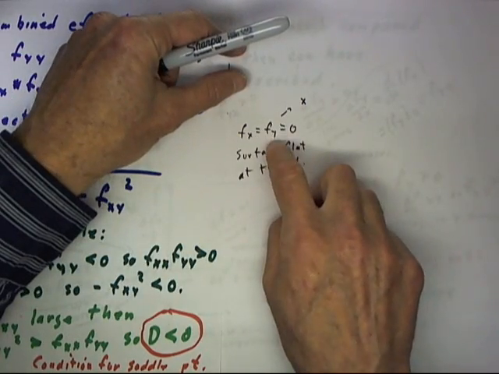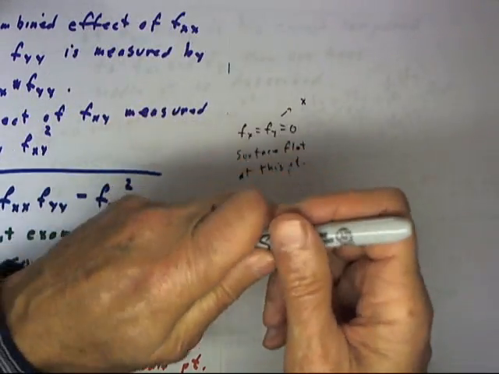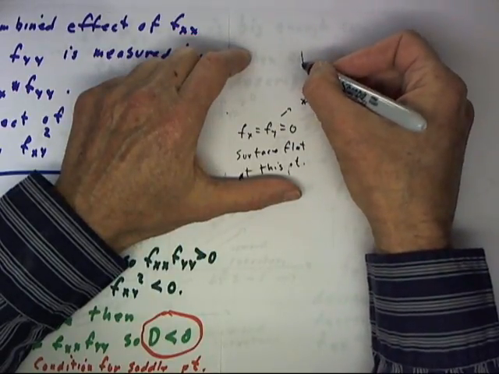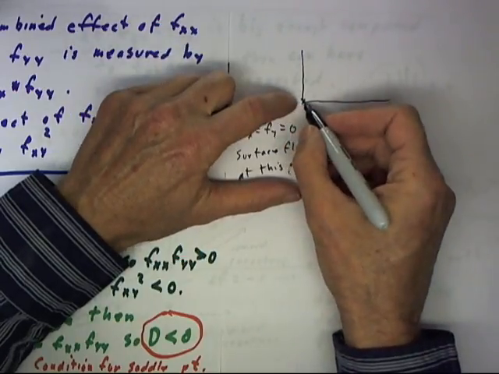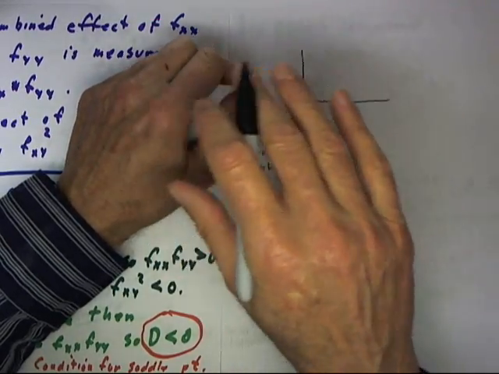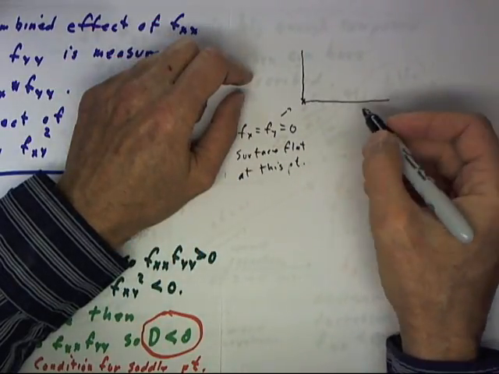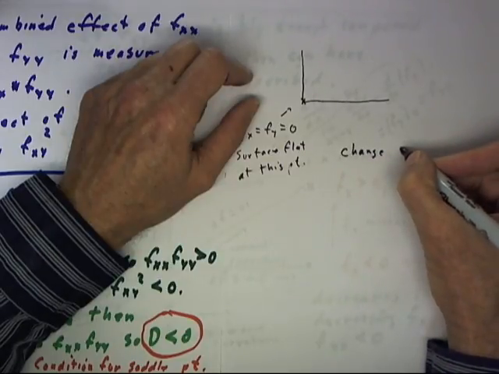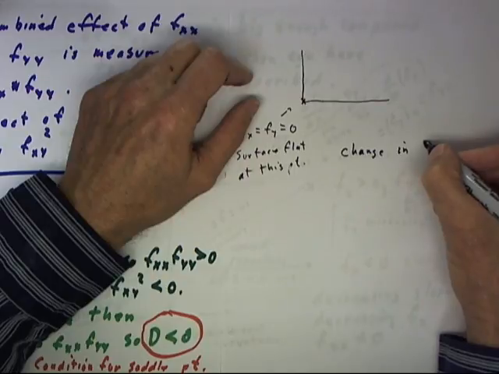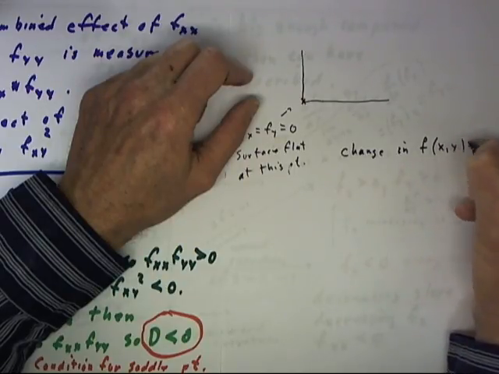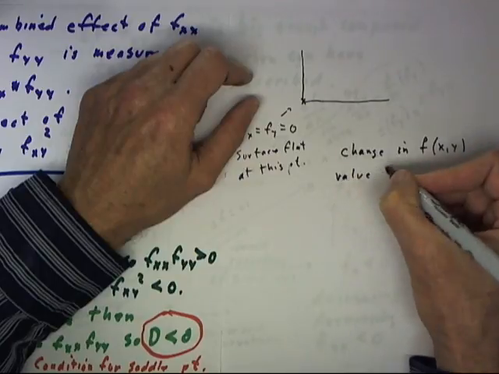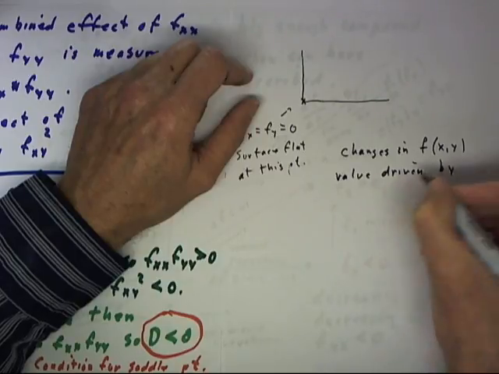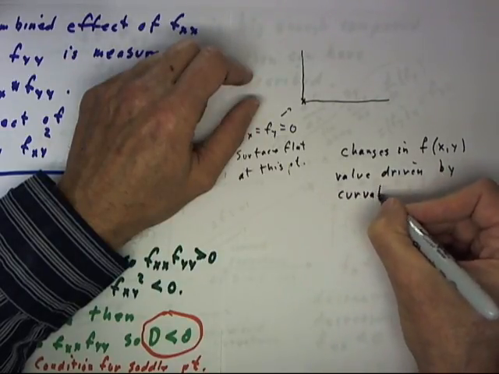Okay, now, fx equals fy equals 0, the surface is flat at this point. So as we move away from this point in the x direction or in the y direction, any change in the value of our function, which is flat at this point, is going to be driven by curvature. So a change in the f of x, y value, changes are driven by curvatures.